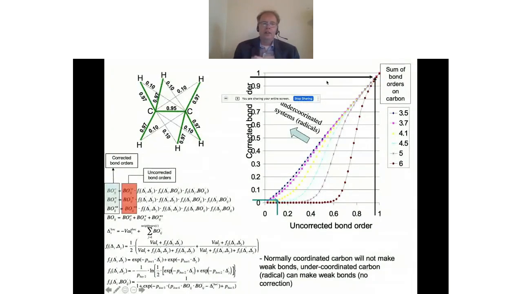So the idea is that if carbon is normally coordinated, it should only really be interested in making strong bonds, and all those weak bond orders should essentially be filtered out. However, if carbon becomes a radical, so look at the 3.5 case, then those weak bond orders can remain. So a radical carbon can indeed make these longer range weak bond order relationships that, for example, can be related to hydrogen transfer within the hydrocarbon.